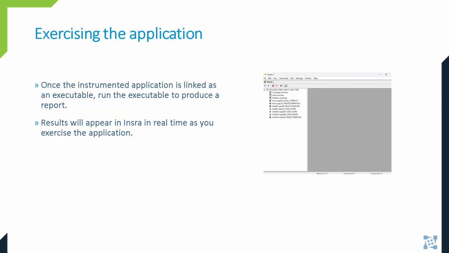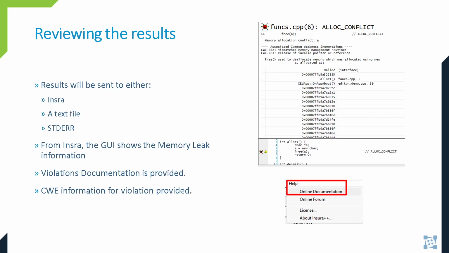Once you have everything instrumented and you've made the instrumented executable, go ahead and execute it. The execution will run, and it'll pop up the Insure window or output the results somewhere else, and you'll be able to take a look at the results. By clicking on one, you'll be able to see more information about the memory leak that was found during the execution. The report can show you documentation of what it means, as well as provide the Common Weakness Enumeration for it. So let me go ahead and switch over to show.